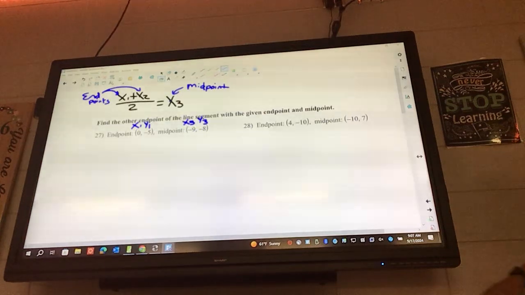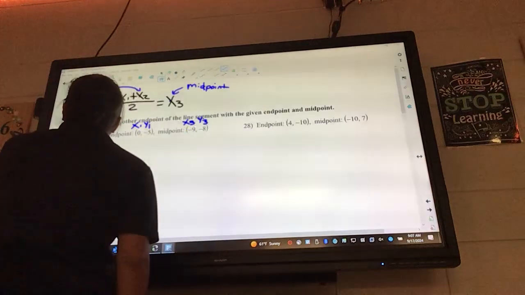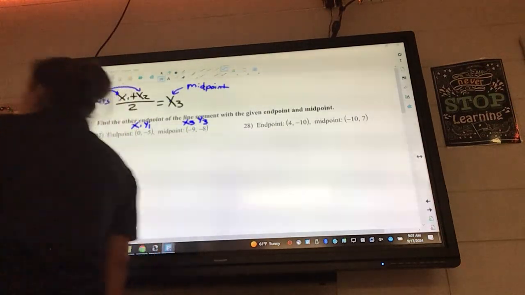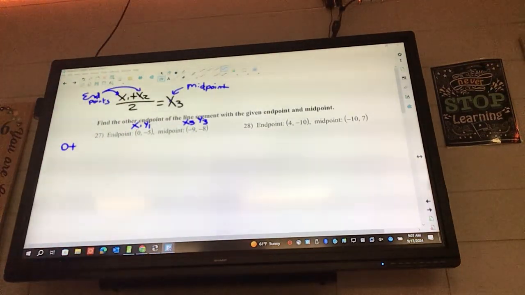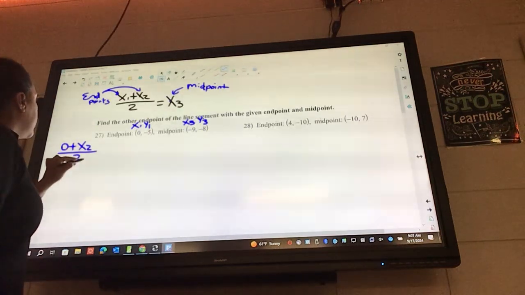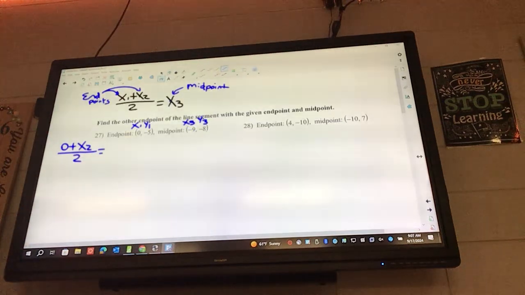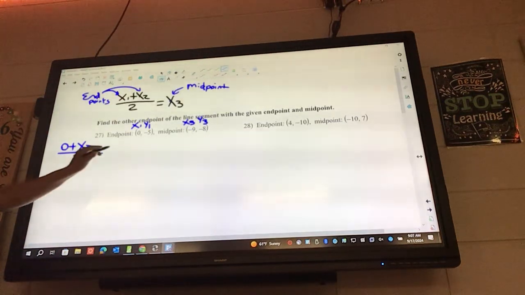Okay, and so we're going to go ahead and set this up. What is my x1 value? 0 plus x2. What is my x2 value? We don't know it. So this is the one where, remember, we say x2 over 2 equals, what is my x3 value? -9.